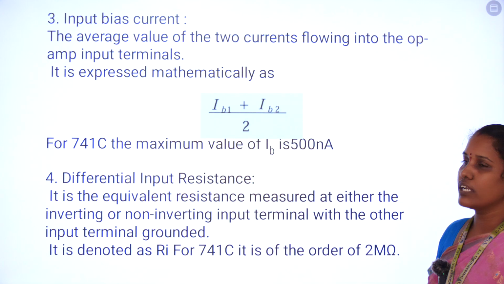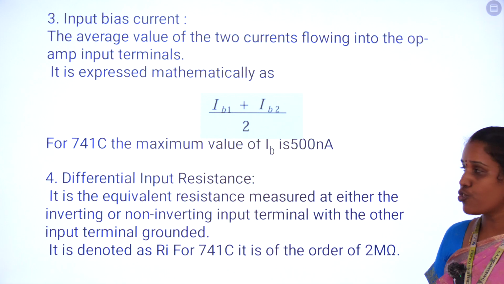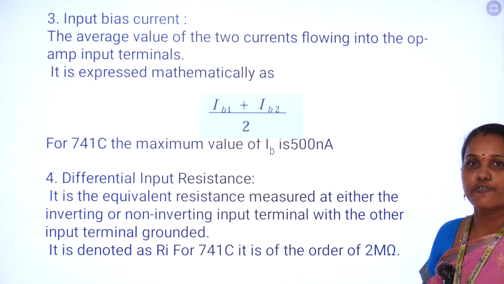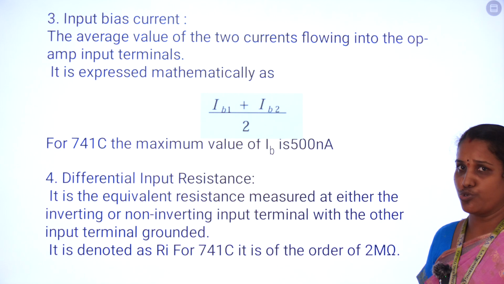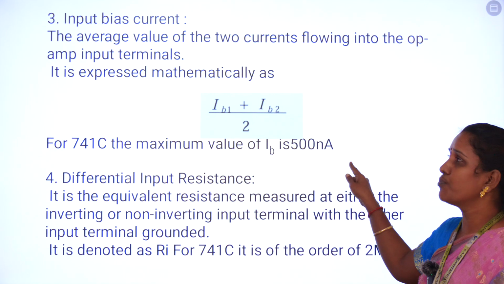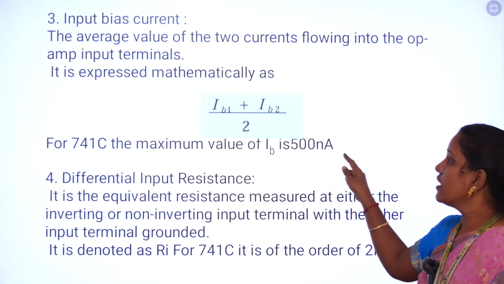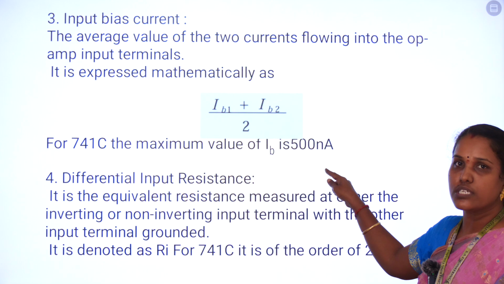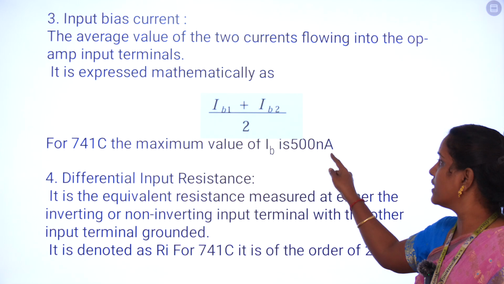Now the third one, input bias current. Input bias current means the average of the input bias currents flowing to the inverting terminal as well as the non-inverting terminal. This also has a maximum value given for the input bias current, which makes your output not equal to zero. That time you want to reduce the input bias current. How much current do you want to give? 500 nano amps.